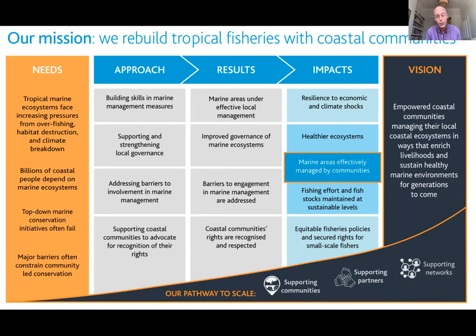Existing models for marine protection aren't working, and there are real barriers to grassroots approaches that we're trying to develop. Our approach, in the second column on the left, is building those skills in marine assessment, local governance support, helping communities overcome those barriers through livelihood diversification, through health, for example, through other incentives, and then helping them secure their rights. And the end goal, of course, is marine protection, marine areas managed sustainably, effectively by communities in the long term.